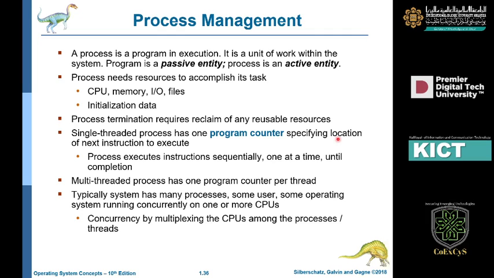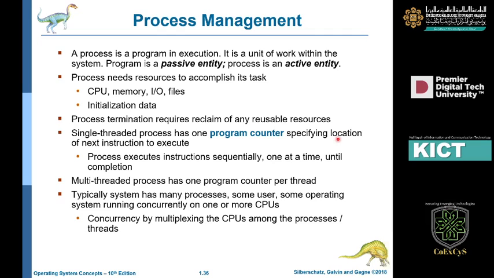Now, a process can be a single-threaded process, in which case it has one program counter specifying the next location of instruction it needs to run. A program contains a bunch of lines of code or instructions that it needs to run. So a process would run all these instructions. There is a program counter that tells what next instruction it needs to run, and it runs these instructions sequentially, one at a time, until it is completed.